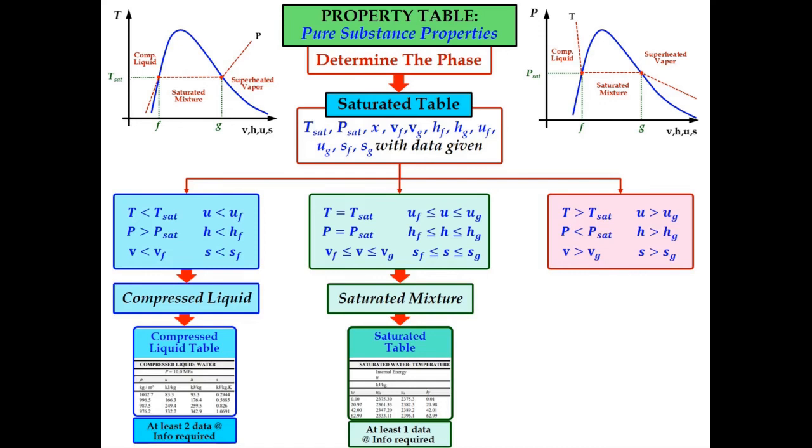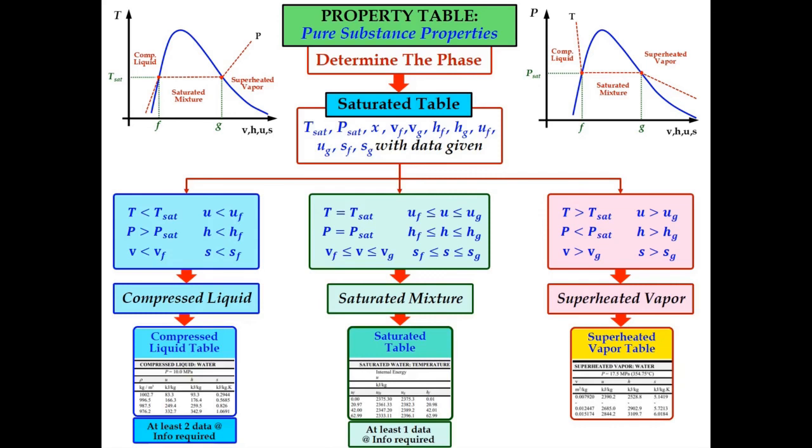The third condition or characteristic: if the temperature given is greater than T saturated, pressure given lower than P saturated, and V specific volume greater than Vg, U greater than Ug, H greater than Hg, and S greater than Sg, then the phase will be superheated vapor. So now you need to refer to the superheated vapor table. At least you need to have two data or two pieces of information in order to use the table to obtain the specific thermodynamic properties. That's the summary for the property table.